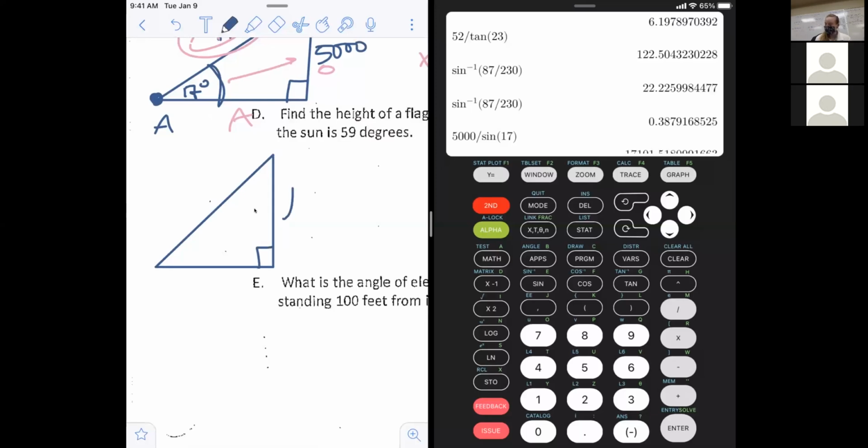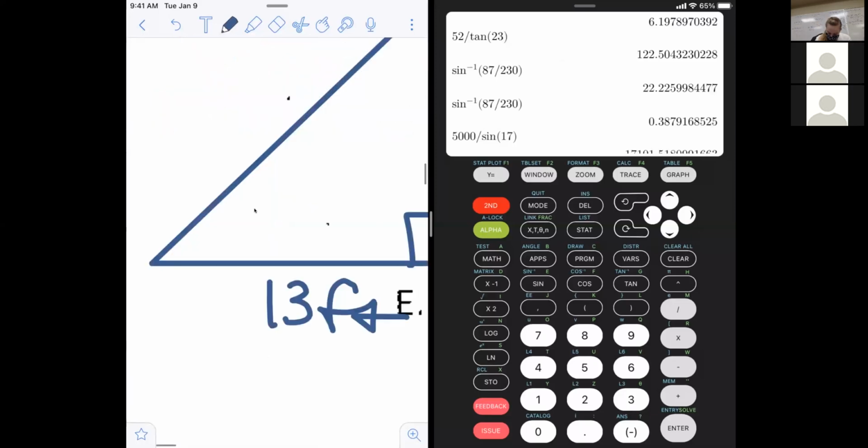We don't know how tall the flagpole is, so I'm going to write H for height. And it tells me that the shadow is 13. What is the shadow? Is that the horizontal distance or is it the diagonal distance? Horizontal, very good. Shadow is the horizontal distance. So 13 feet is that horizontal distance. And then my angle of elevation is 59. So I'm going to put that down here in the corner.